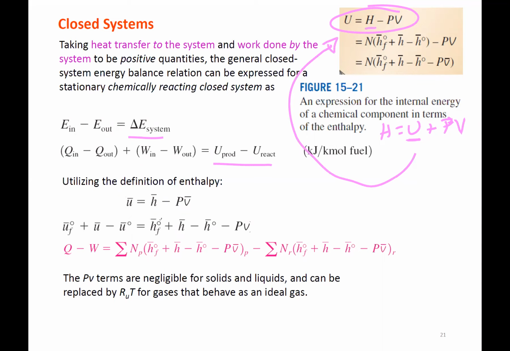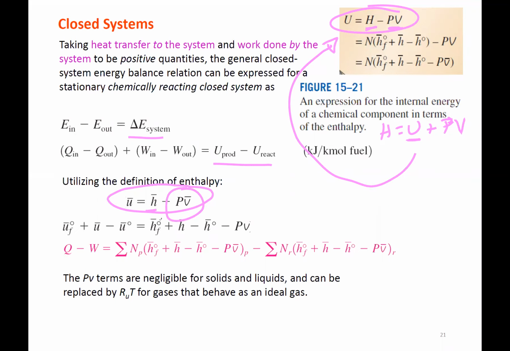Since we already have how to understand enthalpy, we already went through it, then all we have to do for closed systems is just subtract off PV. Okay, and that's what you see down here, they're rearranging the definition of enthalpy. So then you just have U, and we already have all the enthalpies, the formation, the sensible. Then you just have this new term PV to subtract off.